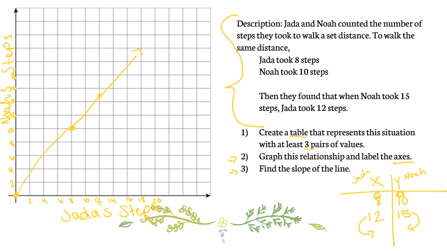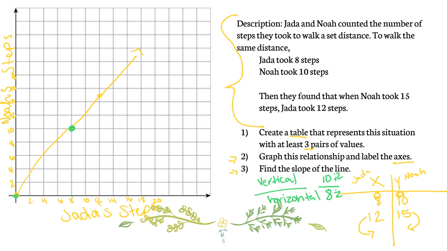So to find the slope of the line, I need my vertical distance over my horizontal distance. So for my vertical distance, if I choose the points 0, 0 and 8, 10, I'm going from 0 to 10. So that would be a distance of 10. And then my horizontal distance, I'm going from 0 to 8. So that would be 8. So if I reduce that down, I could divide both of them by 2.